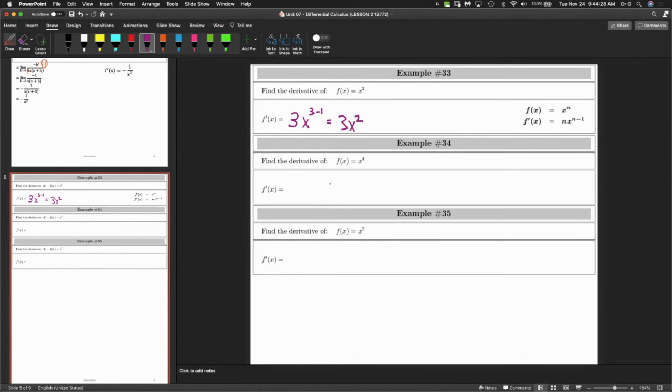Anyway, what would the next one be? Let me know in the chat. What do you think the next one's going to be? That is correct, Shaquille. You take the 4 down, and then you take away 1. By the way, this step where I write minus 1, I don't care if you write that step. This should be just the answer. What do you think? Easy peasy? If you've never seen this before, let me know in the chat.